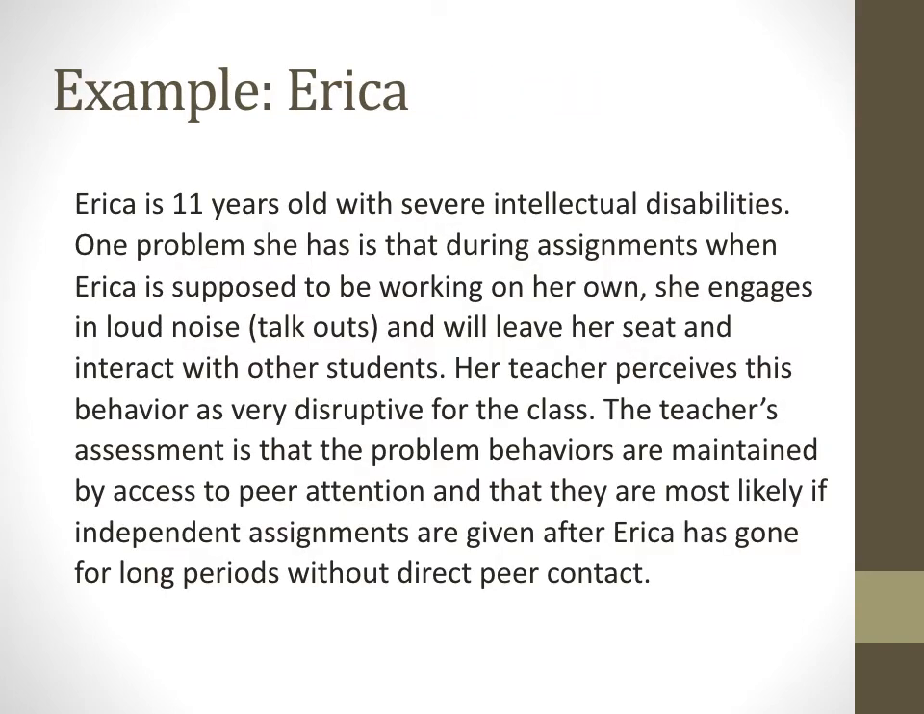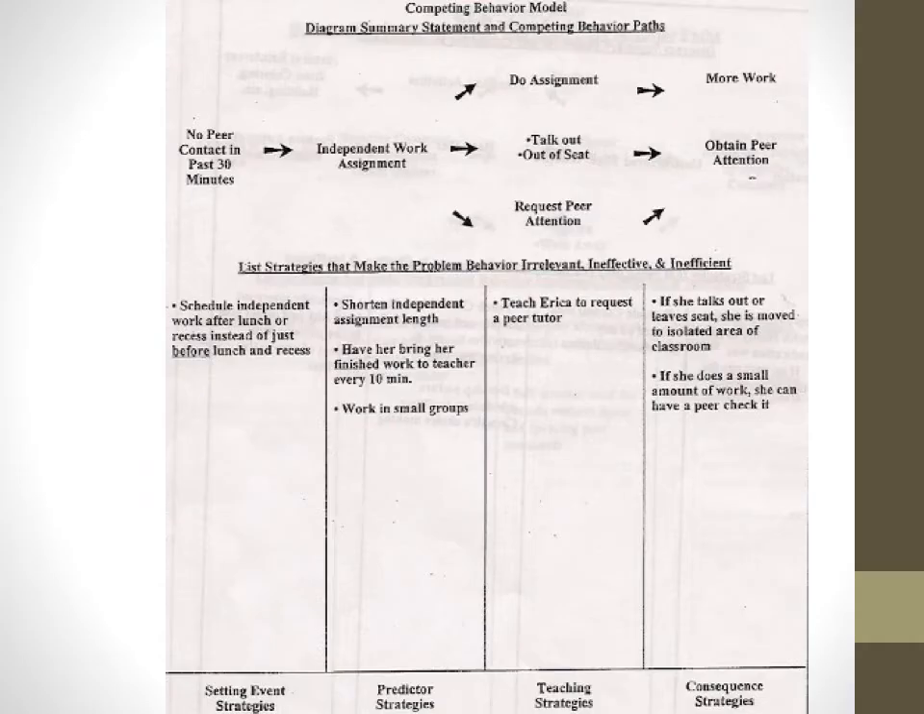So this is the example hypothesis statements from FBA. This is for Erica, and this teacher identified the setting events, antecedent, problem behavior, and consequence, and also function. So this hypothesis includes every piece of information. Based on the information, you can develop this type of pathway. So this is a pathway for Erica.